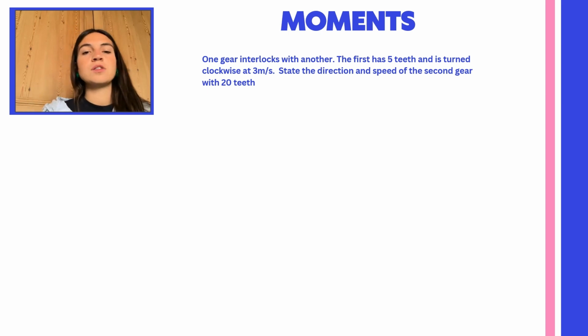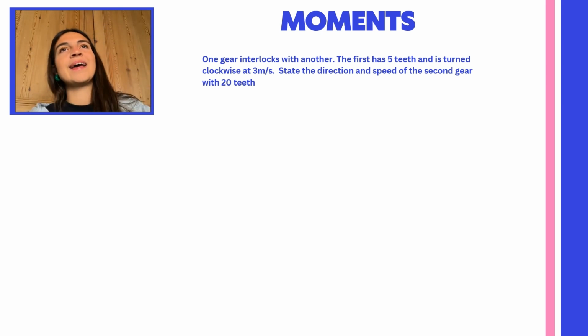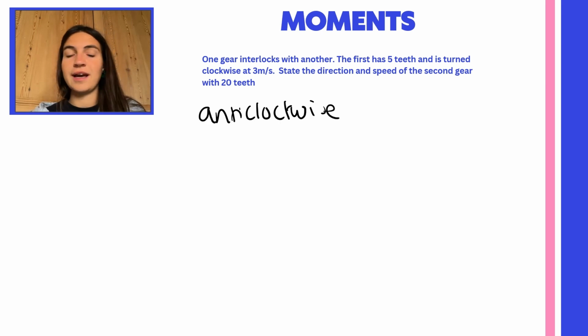Okay, so firstly, let's talk about the direction. That's the easiest bit. When you have interlocking gears, if you turn one way, it will turn the other one the other way. If that were locked with another one, it would turn that one the other way, and so on and so forth. So they keep swapping the direction that they're turning. So if the first one is turned clockwise, the second one will be turned anti-clockwise.